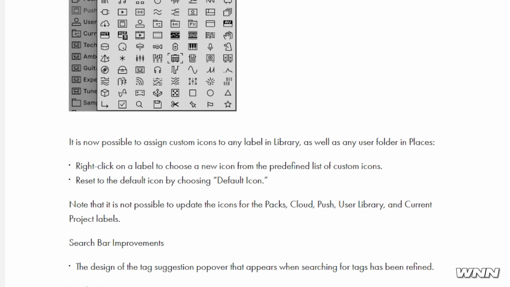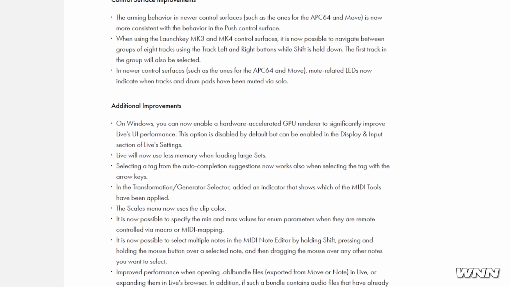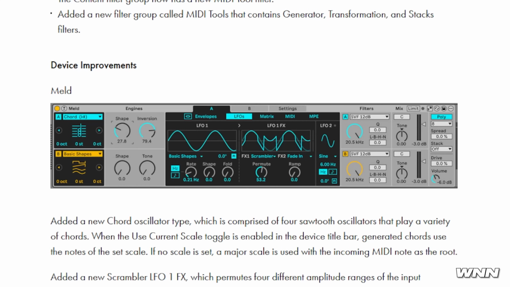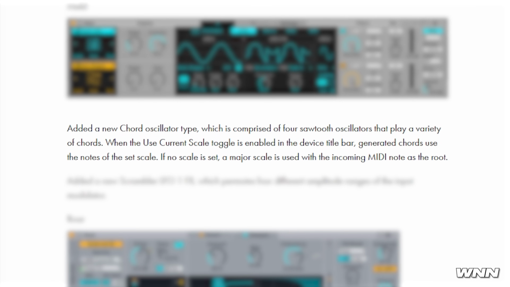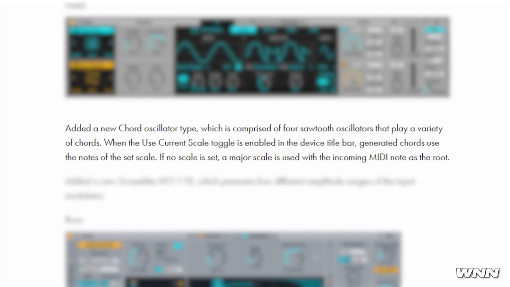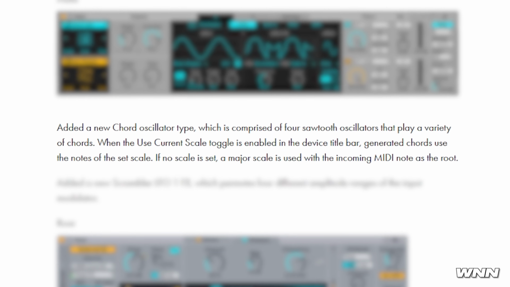So you can add custom icons to any label in the library as well as user folders. Oh man, dude, they've made a ton of changes. Okay, so they've improved Meld, Roar, and Operator. In Meld, they've added a new chord oscillator type, which is a combination of 4 sawtooth oscillators, which can play a bunch of different chords.